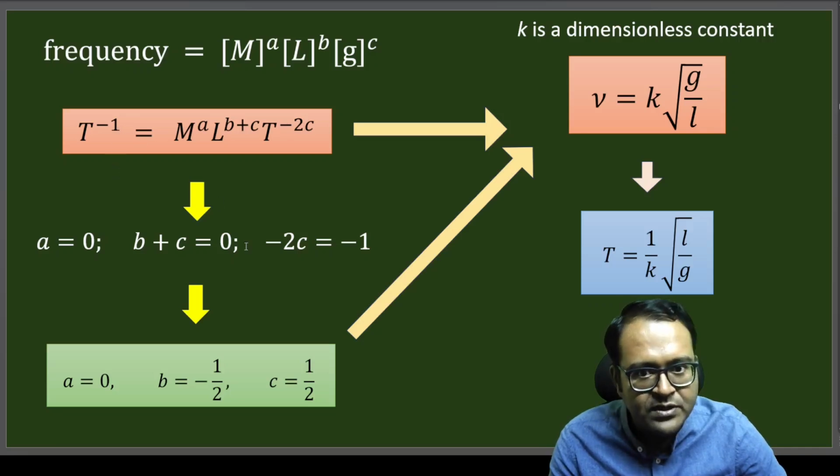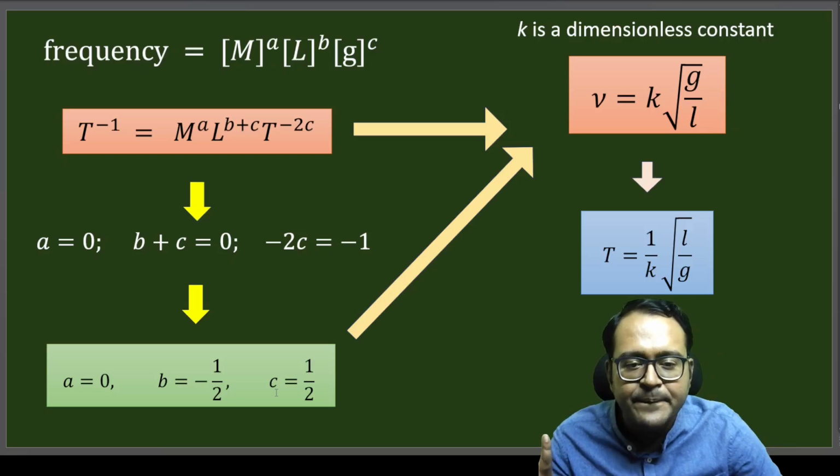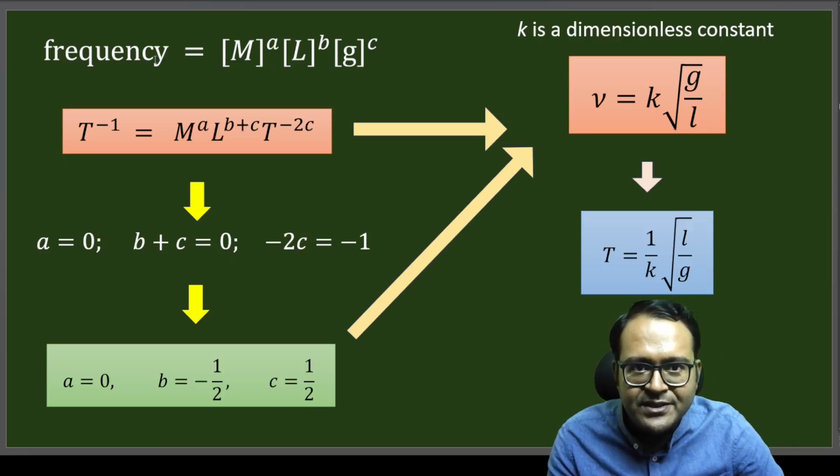Equate these two, that gives you minus 2c is minus 1. This is simple algebra to verify that your answer is a equals 0, b equals minus half, and c equals half. Your essential postulate was that the frequency will be equal to m to the power a, L to the power b, g to the power c. And you got those values of a, b, and c.